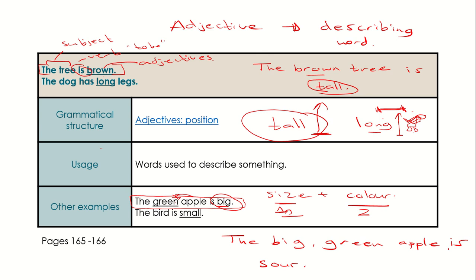Then I will put my verb: is, if it's a thing; am, if it's the word I; and we will use are if we are talking about many things, we or you, or they. So the big green apple is sour. So please make sure you know when to use is, am, and are in your writing because we use these words a lot. Also make sure you use the or a correctly.